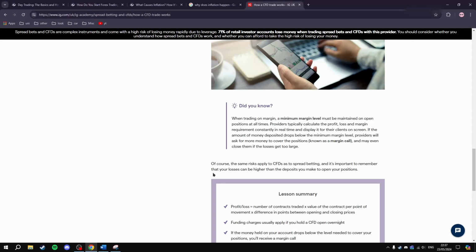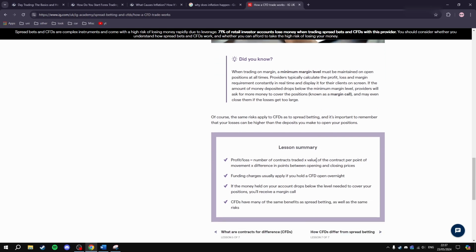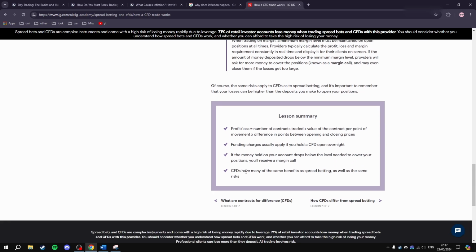Of course, the same risks apply for CFDs as to spread betting, and it's important to remember that your losses can be higher than the deposits you make to open your positions. So lesson summary: profit/loss equals number of contracts traded times the value of the contract per point of movement times the difference in points between opening and closing prices. Funding charges usually apply if you hold a CFD open overnight. If the money held in your account drops below the level needed to cover your positions, you receive a margin call. CFDs have many of the same benefits as spread betting as well as the same risks.